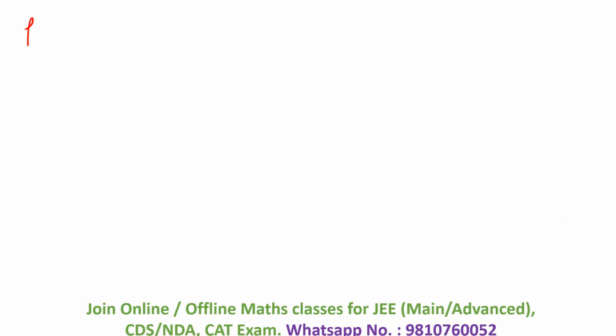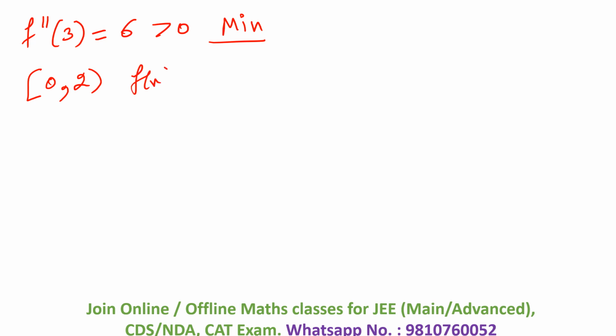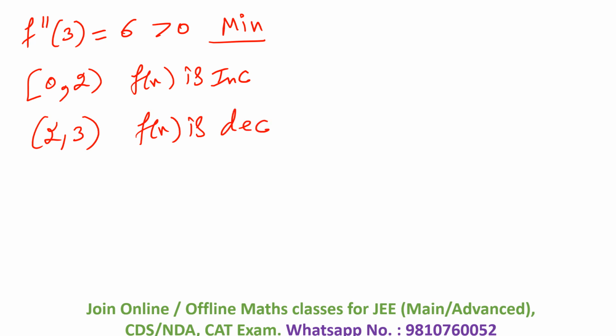Now students, let's find the value of f double dash 3. The value of f double dash 3 comes as 6, which is a positive quantity. So it means the function attains local minima at x equal to 3. Now we can easily conclude that in the interval closed 0 to 2 open, fx is increasing. At x equal to 2, it attains local maxima, and in the open interval 2 to 3, fx is decreasing. At x equal to 3, it attains local minima. Fine.